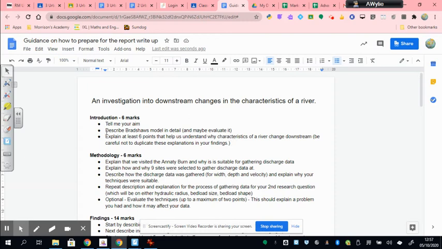Right, so that's the first key area that you're going to want to sort through and make sure you've got just the key ideas that you're going to want to write about, and then you'll make sure you learn them. Let's look at the methodology. It's also worth 6 marks. Now, there are some steps.